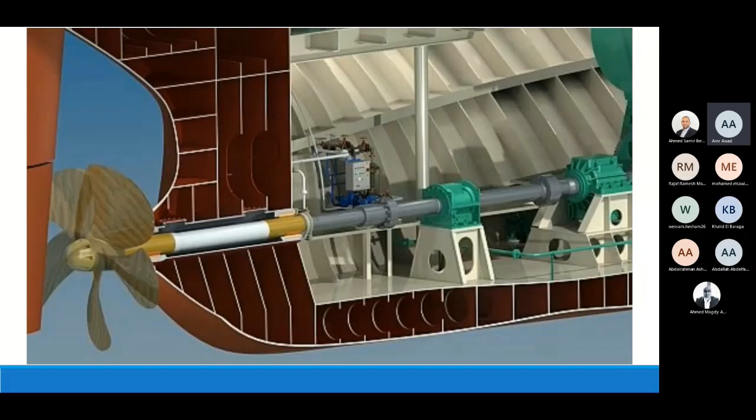So the question is, what is the technique or procedure we use to remove the tail shaft? Okay. As you can see, here is the standard one. We have the tail shaft inside the stern tube and we have the intermediate shaft.